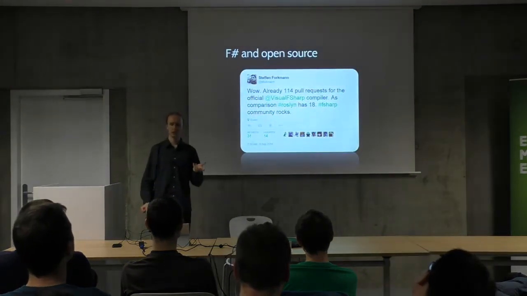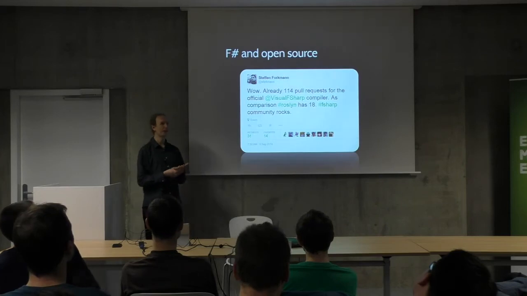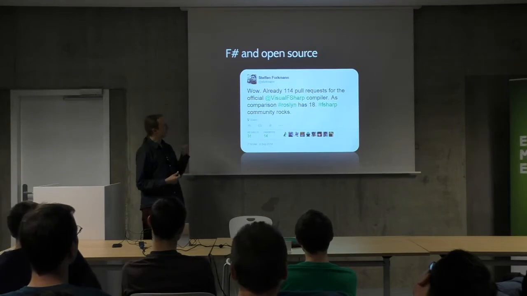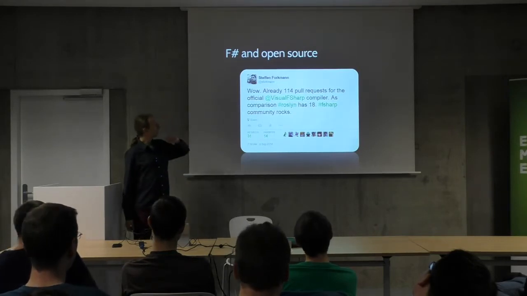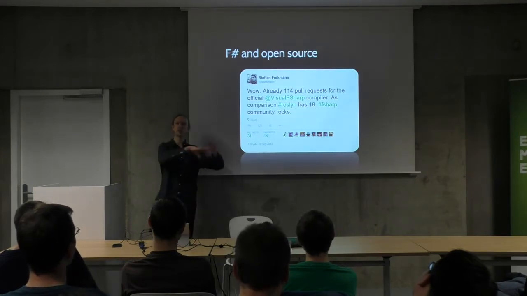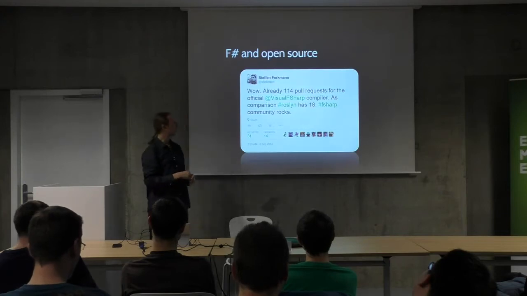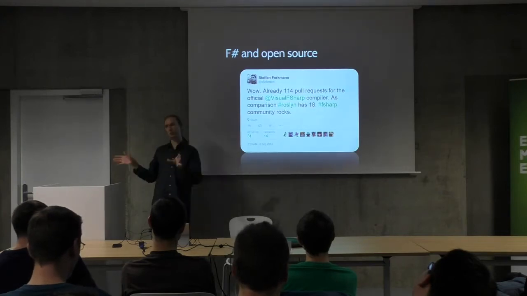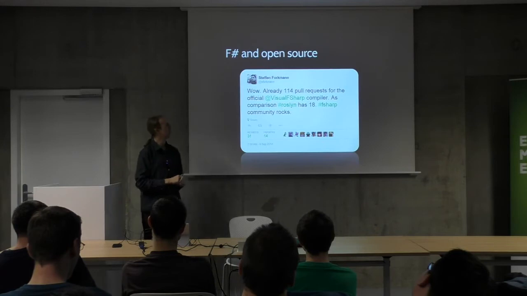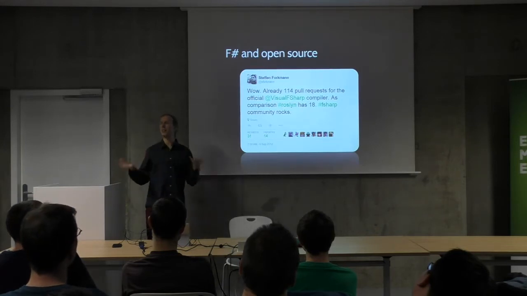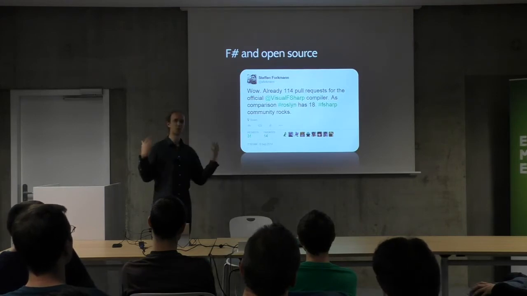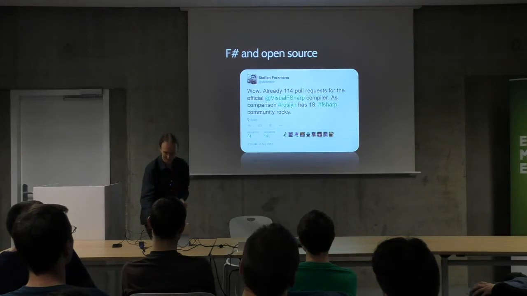So F# has been working in an open source way for quite some time. And this is a tweet shortly after the F# compiler, Microsoft's version of it, started taking pull requests, which was roughly at the same time when the C# compilers were open sourced and started taking pull requests. And you could see that the F# community really is doing a lot of open source stuff, and it's fairly active. So my most popular social network is GitHub, obviously.